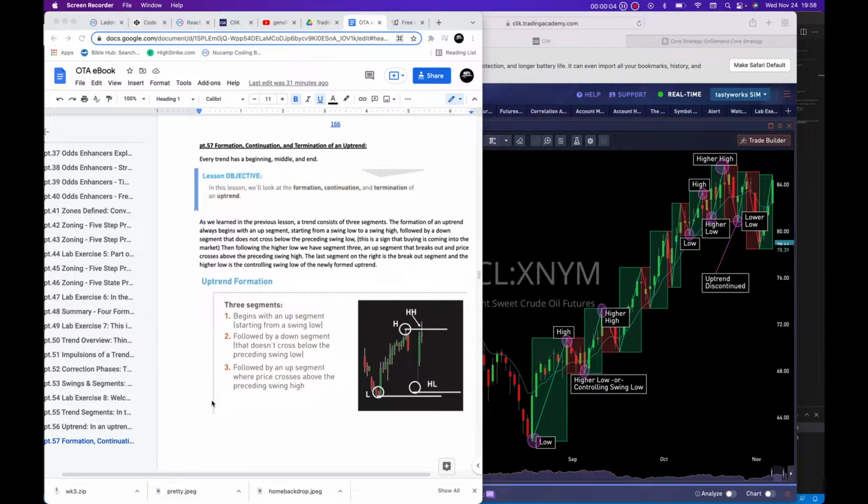Every trend has a beginning, middle, and end. In this lesson, we'll look at the formation, continuation, and termination of an uptrend. As we learned in the previous lesson, the trend consists of three segments.